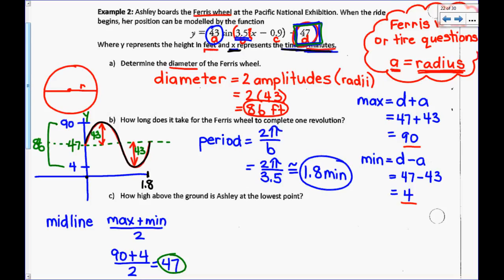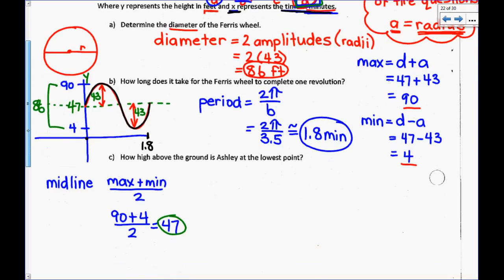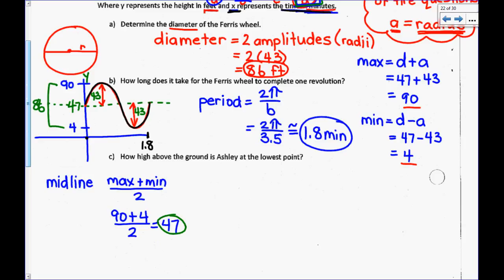Okay, so how high above the ground is she at the lowest point? Well, what is our minimum? We figured that out already right over here. This minimum that we figured out, that is the lowest point. Her lowest point is 4 feet. And you can see that from our graph. She is 4 feet above 0 at the minimum point on this graph.